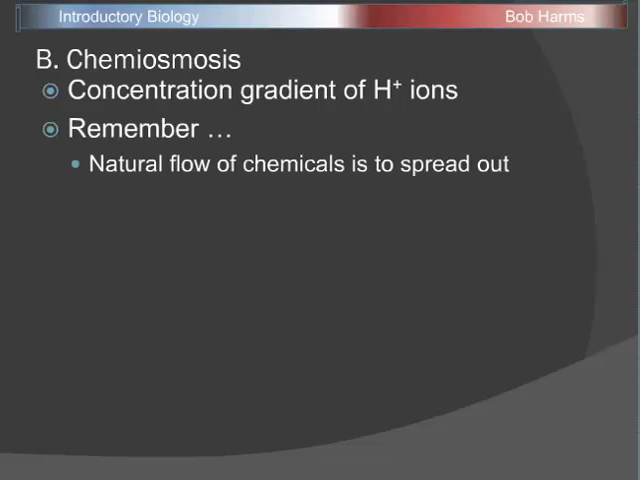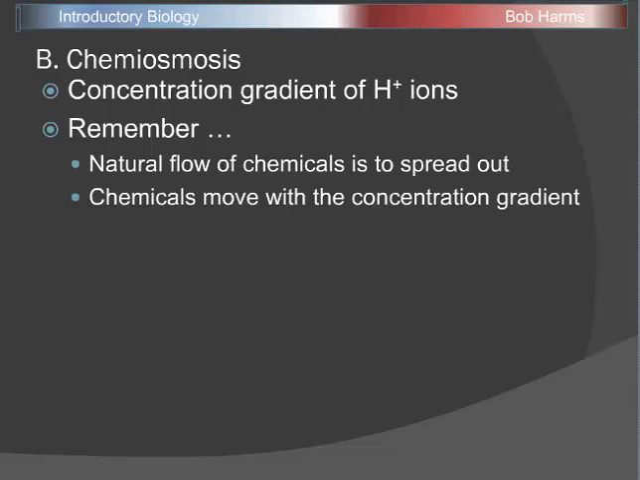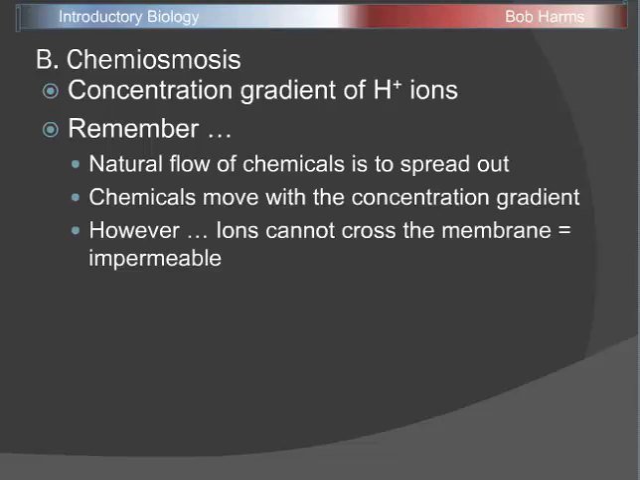And remember, our natural flow of chemicals is to spread out, is to undergo diffusion and move from high to low concentrations. And so chemicals normally are going to move with that concentration gradient. So there's a huge natural tendency for these H+ to come rushing back through, to come rushing back in the membrane and spread out. The problem, of course, is the membrane is a barrier. Because they have a strong positive charge, they cannot fit through the phospholipid or the fatty portion of the membrane. And so the membrane's impermeable. And so again, we end up with all these H+ on one side, none on the other.